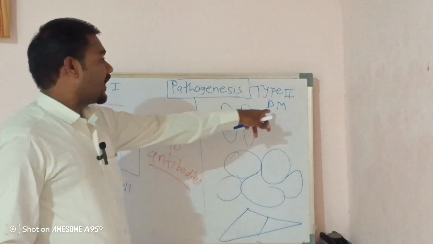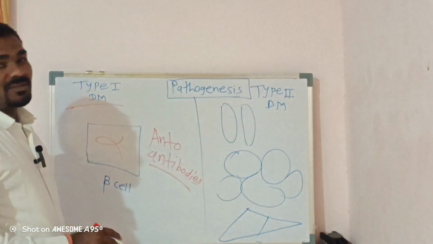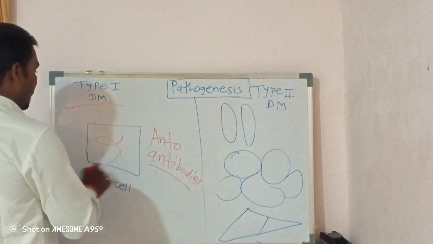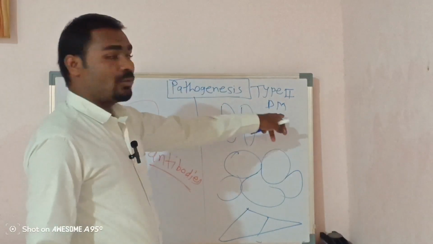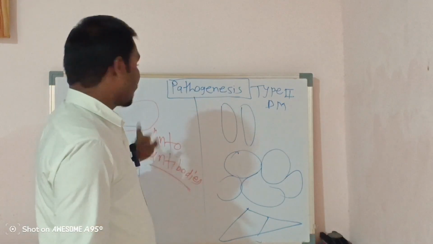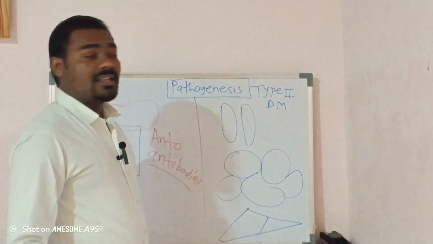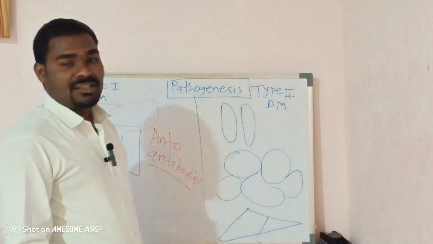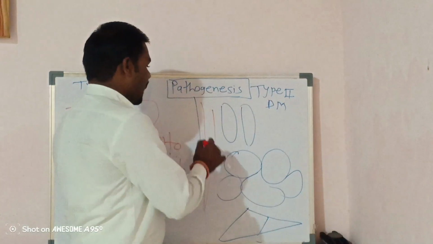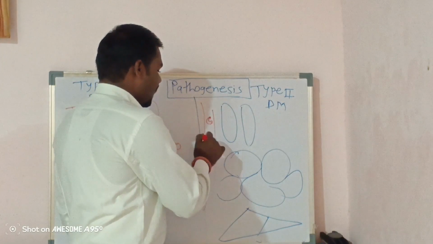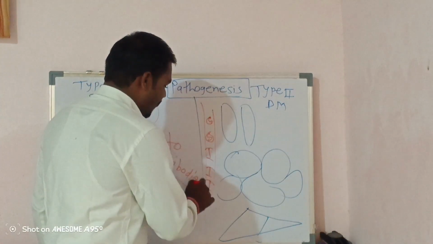But in type 2 diabetes mellitus, the defect is not in the pancreas, where the beta cells are present. The beta cells are absolutely normal. They are synthesizing and secreting insulin, and insulin is present in the blood vessels. In the blood, insulin is in the normal range.